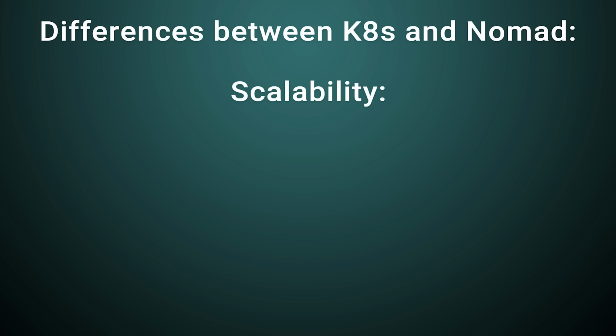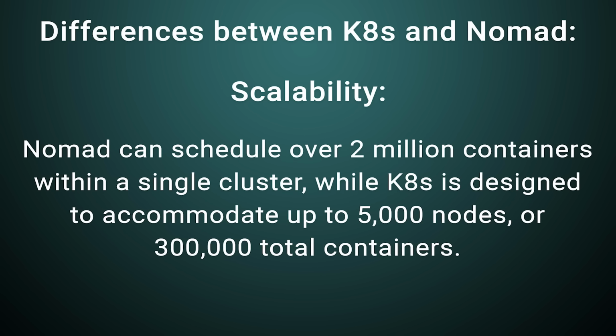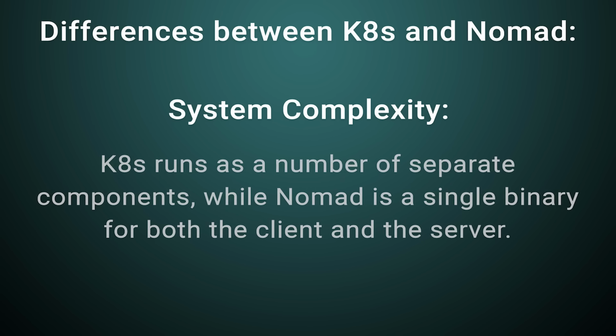Scalability. I mentioned this as a similarity as well because both systems scale to meet the demands of most systems. That being said, Nomad has proven that it can schedule over 2 million containers within a single cluster a few years ago, while the Kubernetes documentation denotes that it's designed to accommodate configurations up to 5,000 nodes or 300,000 total containers.